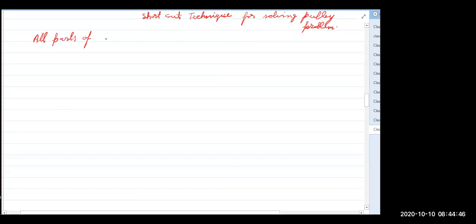So first we write: all parts of the connected pulley system must have the same magnitude of acceleration. Only the magnitude is required; direction is not compulsory. Direction may not be the same.